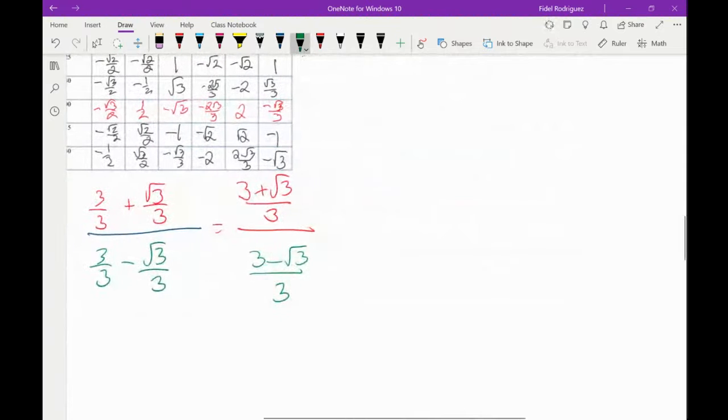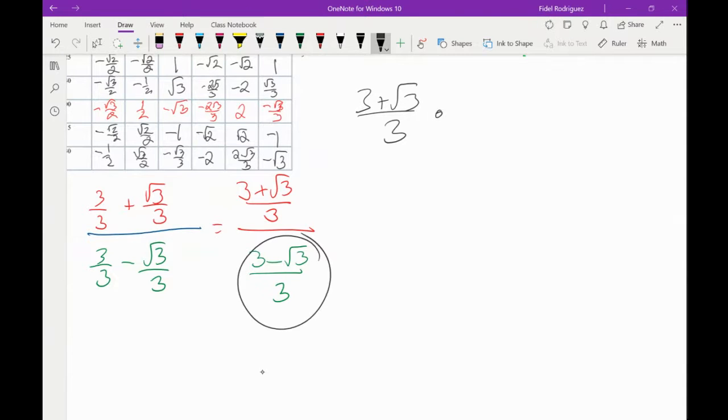Okay, so I'm going to just slide this over. Remember what we're doing here. We're dividing fractions. And remember how we divide fractions? We take the first fraction and we multiply by the reciprocal of which one? The denominator, right? So this here is going to be 3 plus the square root of 3 over 3 times, we're going to flip this one here.